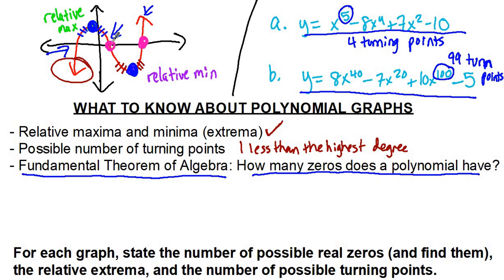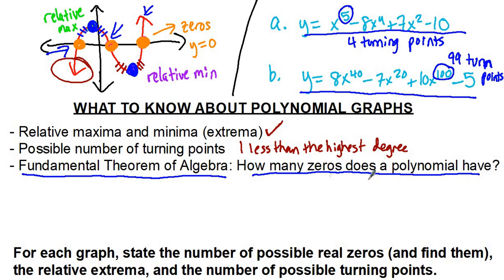These, I guess that's not a good color. Let me pick another color that stands out a little bit better. Let's try orange here. It's probably still not good, but hopefully you can see it. All right. So those 3 orange points that I just put on the graph, those are all zeros, and they're called zeros because that's where y equals 0.